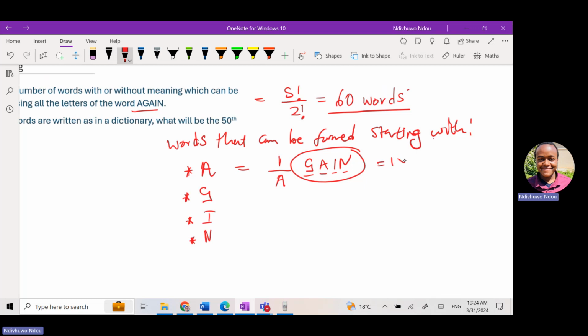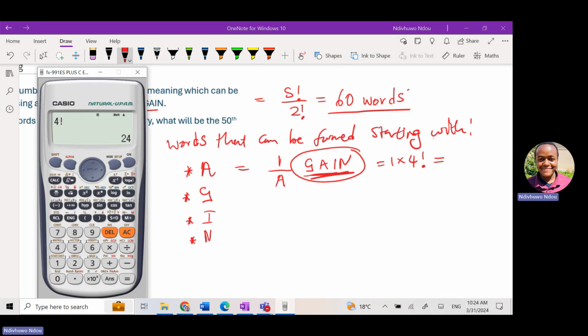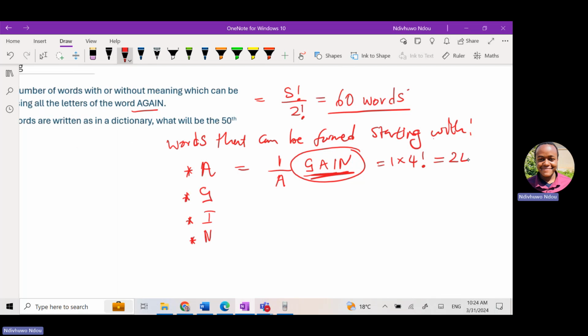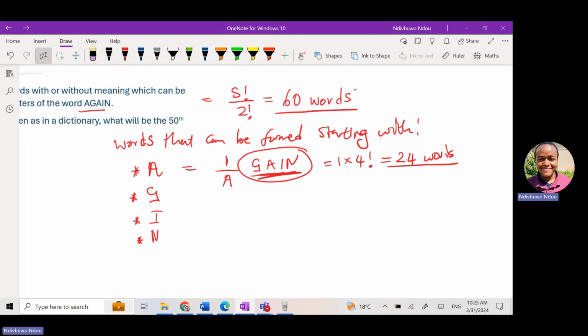So it will be 1 times 4 factorial, because here you have 4 items and they can be arranged in 4 factorial ways. They're not repeating letters inside there, so it's just 4 factorial. On your calculator, 4 factorial is 24 words, right? So if we start with A, all the letters starting with A would form only 24 words so far.